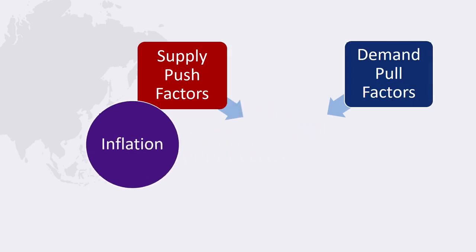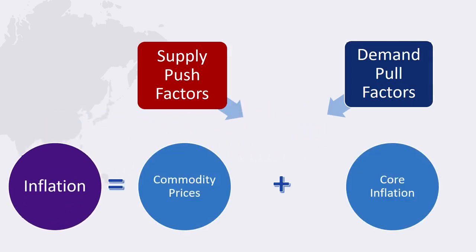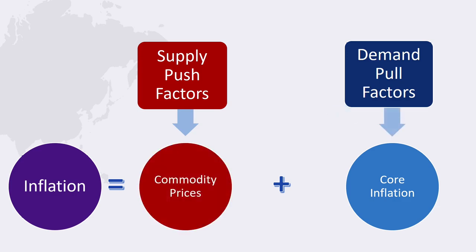We associate commodities prices with supply-side factors. The dominant supply-side factors will be the volatility of commodities. Demand pull factors will be associated with core inflation.